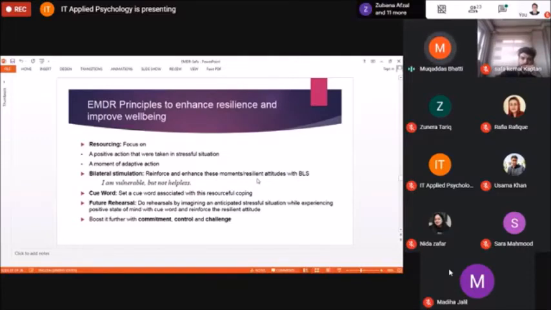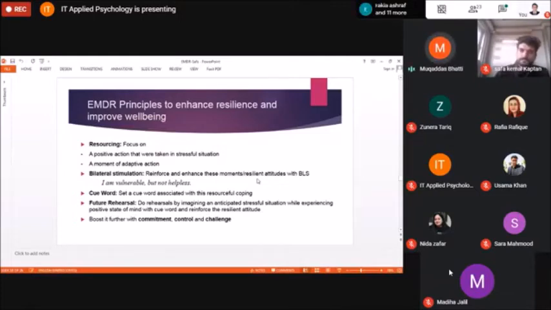Now I will talk about the EMDR principles to enhance resilience and improve well-being. So the first one is resourcing. What we need to do is to create a resource. How can we do this?